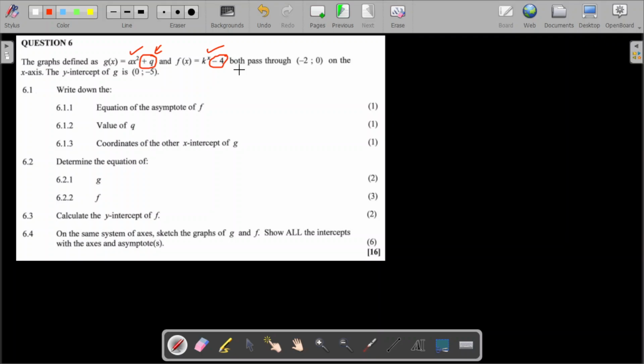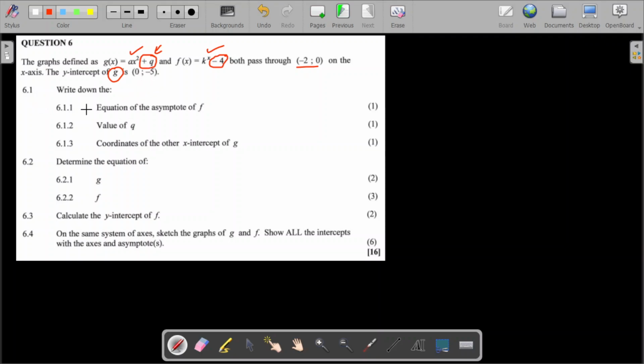So now continuing, both graphs pass through this point. Both of the graphs pass through (−2; 0), which is the x-intercept. Why is it an x-intercept? Because our y is 0, and on the x-axis, it is an x-intercept. And now they're telling us the y-intercept of g specifically is (0; −5).